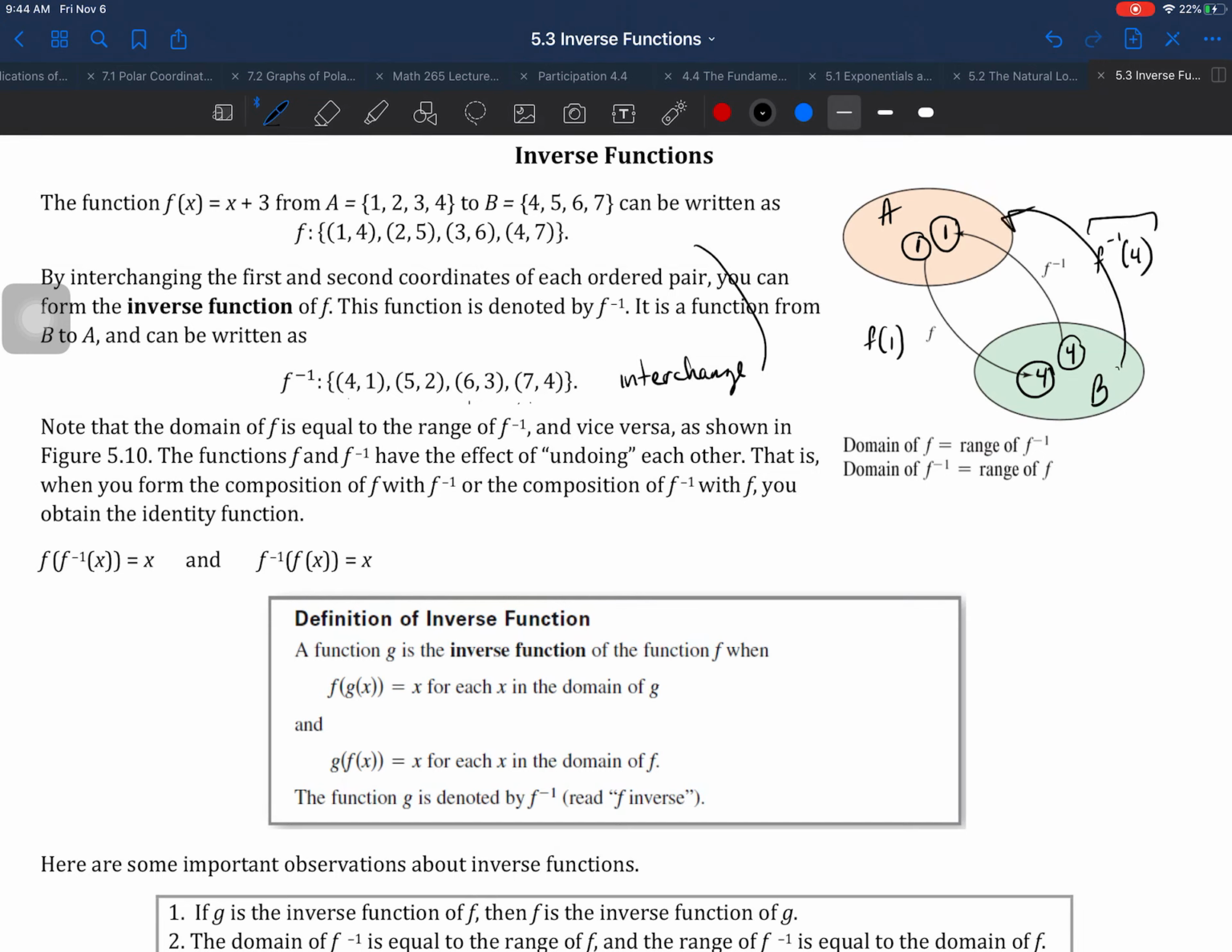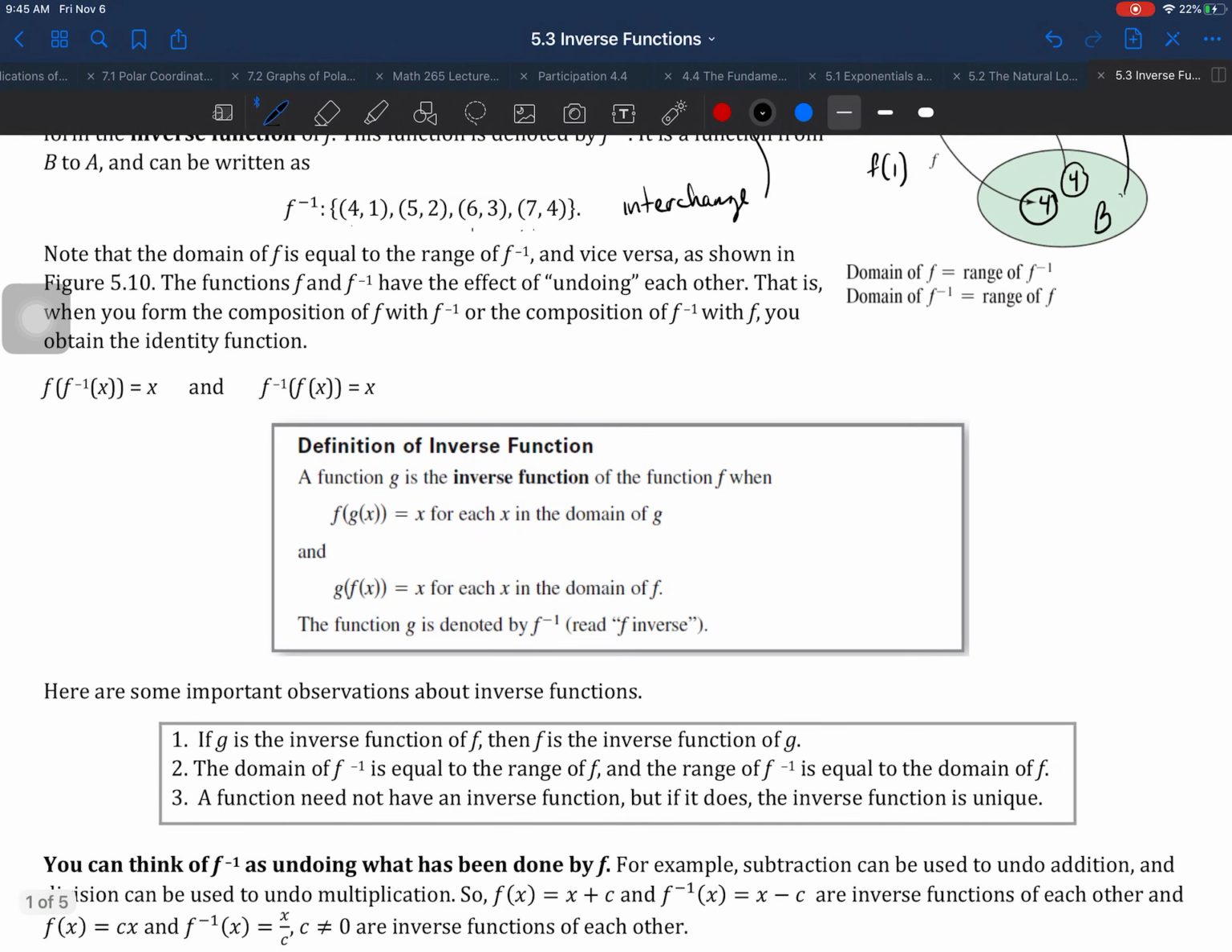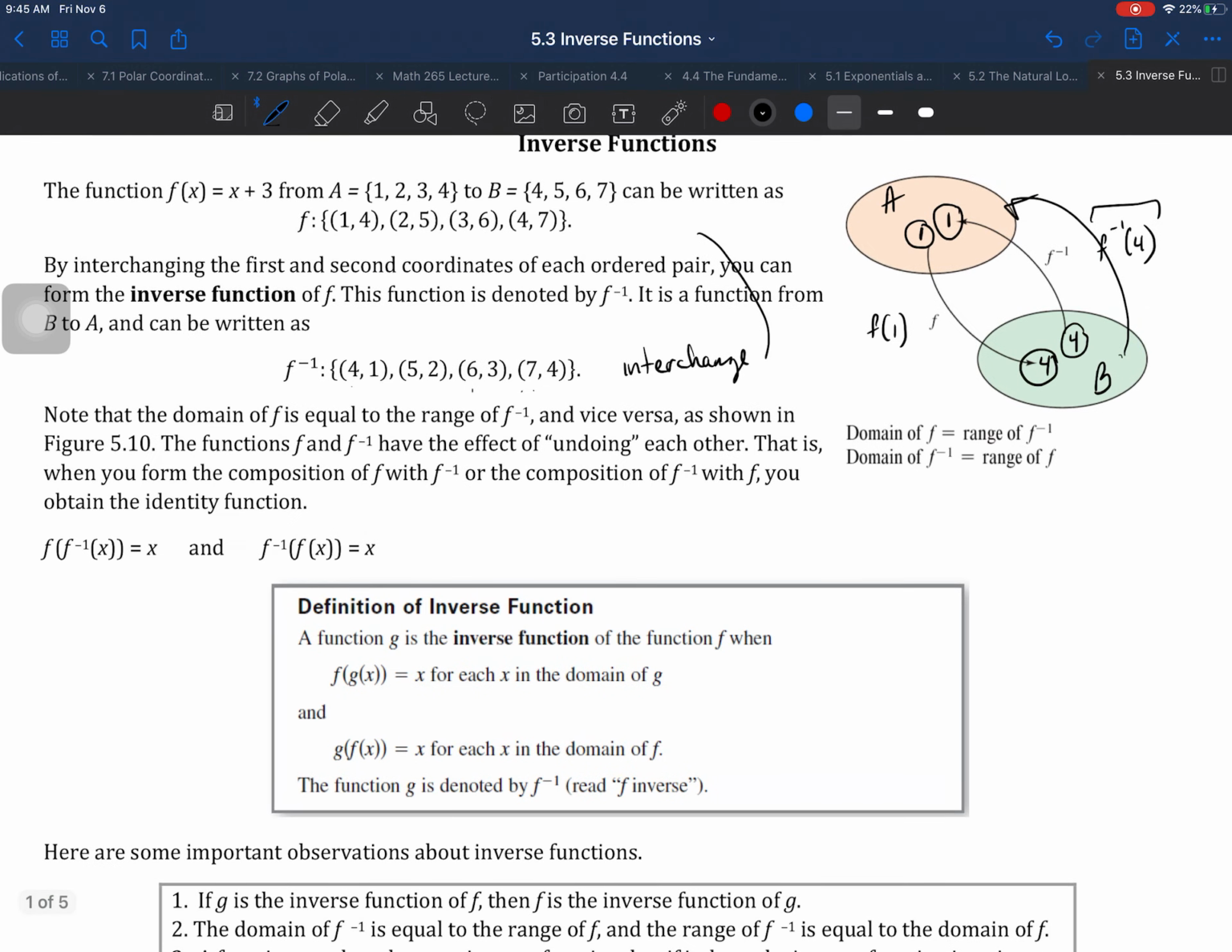Note the domain of f is equal to the range of f inverse. So the domain of f becomes the range of f inverse. This is the domain, this is the range for f. But for f inverse, this is the domain and this is the range. So the domain of f is the range of f inverse, and vice versa. The range of f is the domain of f inverse.